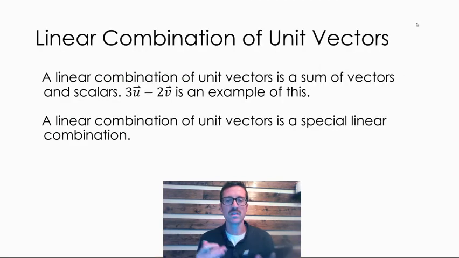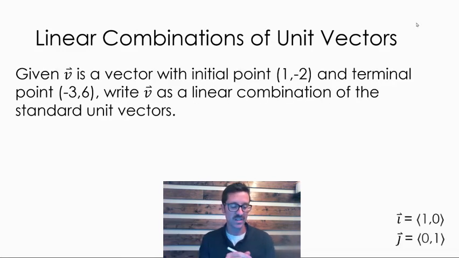And so as I mentioned, a linear combination of unit vectors is a sum of vectors and scalars. And so an example would be 3u minus 2v. And so what we'll see a lot of the time is we'll rewrite a vector as a linear combination of unit vectors. So instead of using u and v, we'll use the i and the j we used on the previous slide. And here's an example of that.